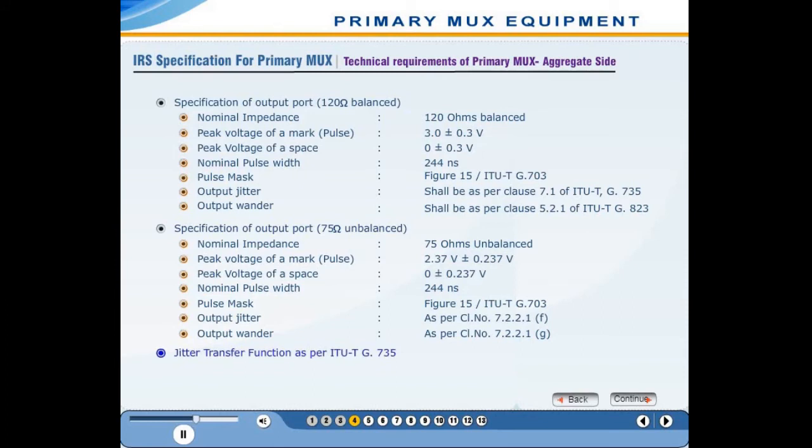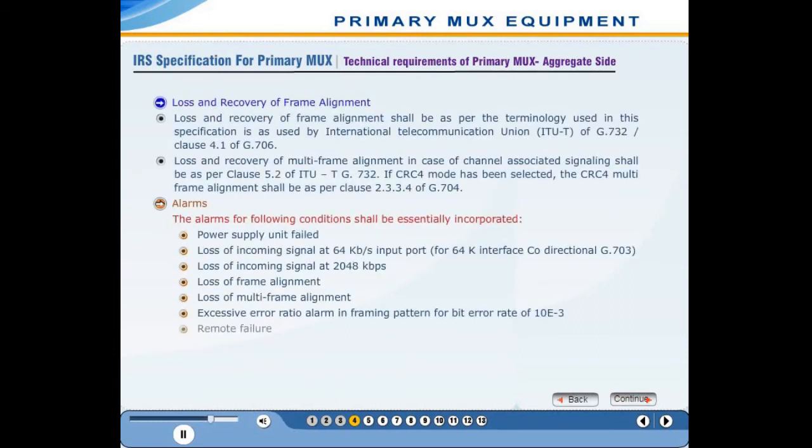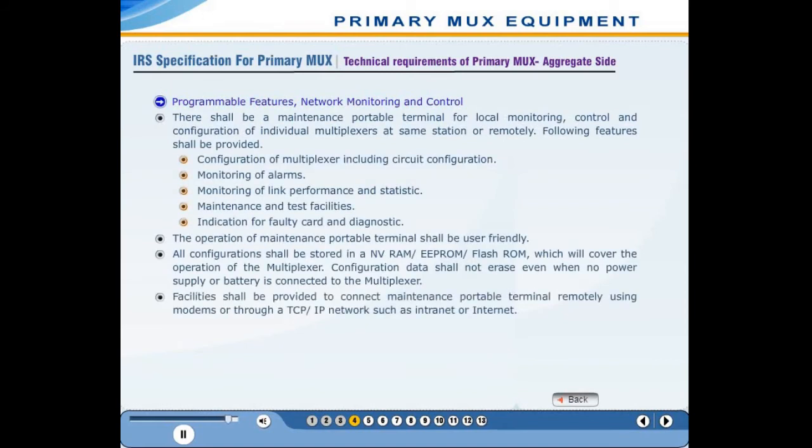Jitter transfer function as per ITU-T G.735. Loss and recovery of frame alignment is shown on screen. Alarms are shown on screen. Programmable features, network monitoring and control are shown on screen.